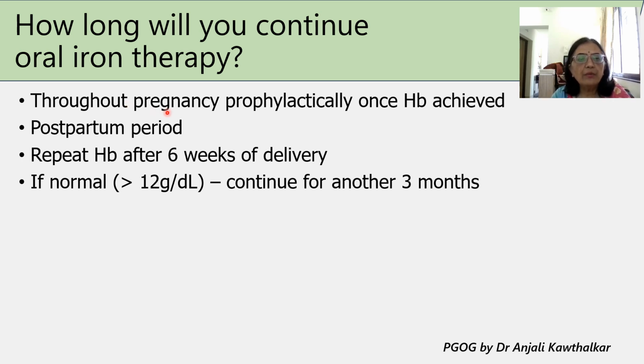Once it comes to normal level or crosses the cutoff, then it should be continued throughout pregnancy prophylactically once the desirable hemoglobin is achieved. It needs to be continued in the postpartum period. Then at the end of the postpartum period, 6 weeks after the delivery, we need to repeat hemoglobin. If it is normal, that is greater than 12 gram per dl, we need to continue the supplementation for another 3 months to take care of the stores.